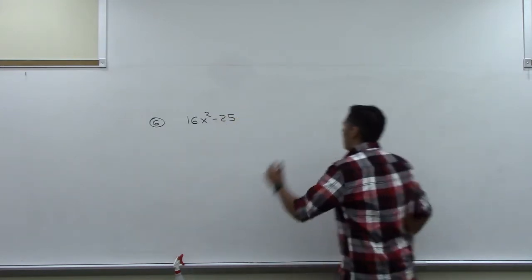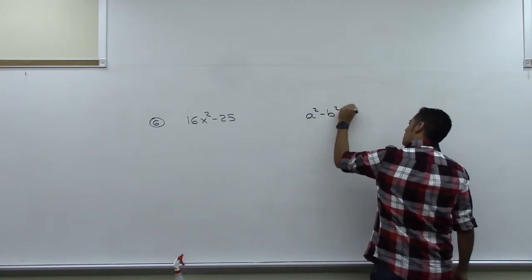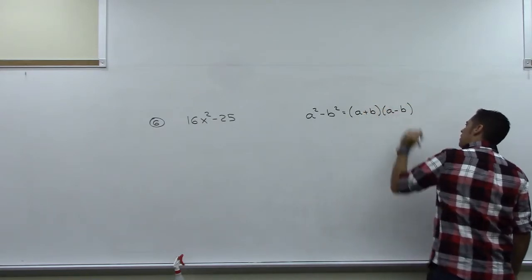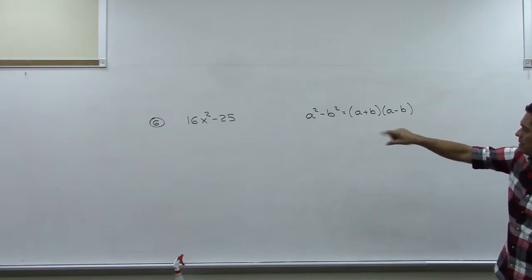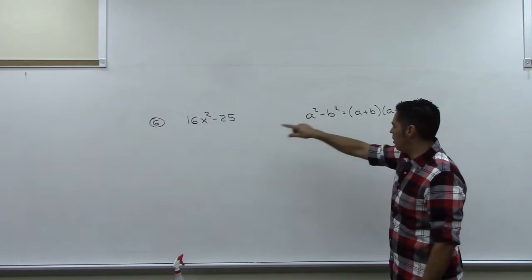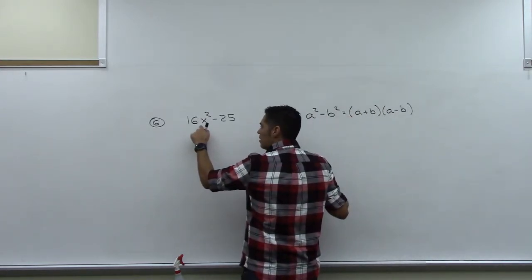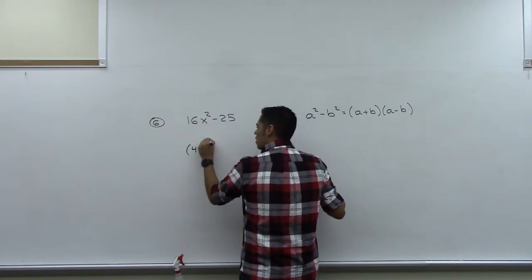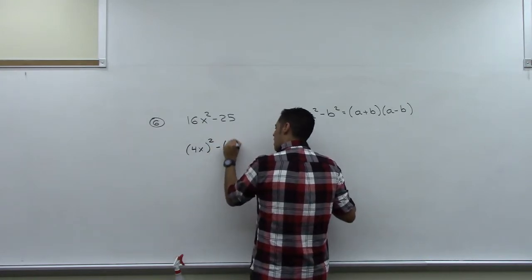So if we can somehow use this formula, a squared minus b squared, this is the difference of squares formula, equals a plus b times a minus b. If we use that formula, we should be able to factor that. The question is, what is a for us over here and what is b for us over here? So very carefully pay attention to the fact that 16x squared can be rewritten as 4x in parentheses squared, and then minus 25, which is really 5 squared.